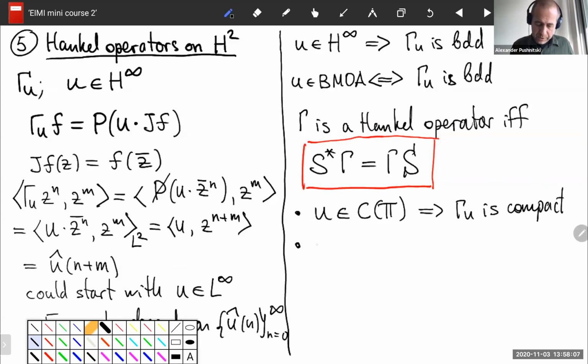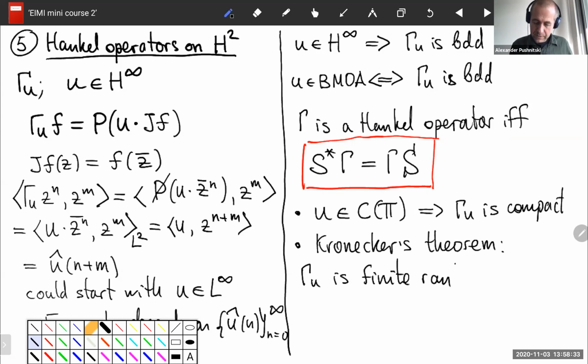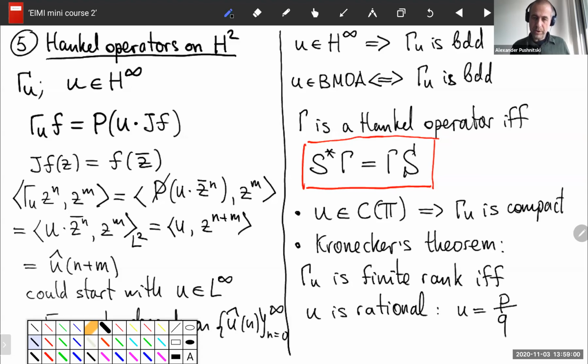Now, a more basic theorem is Kronecker's theorem, from the 1880s, in fact from the 19th century. It says that gamma u is finite rank if and only if u is a rational function. Because we think of u being bounded on the unit disk, this rational function must have poles outside the closed unit disk. So u is a ratio of two polynomials, let's say with no common factors, and the polynomial downstairs, the Q polynomial, shouldn't have zeros in the closed unit disk.